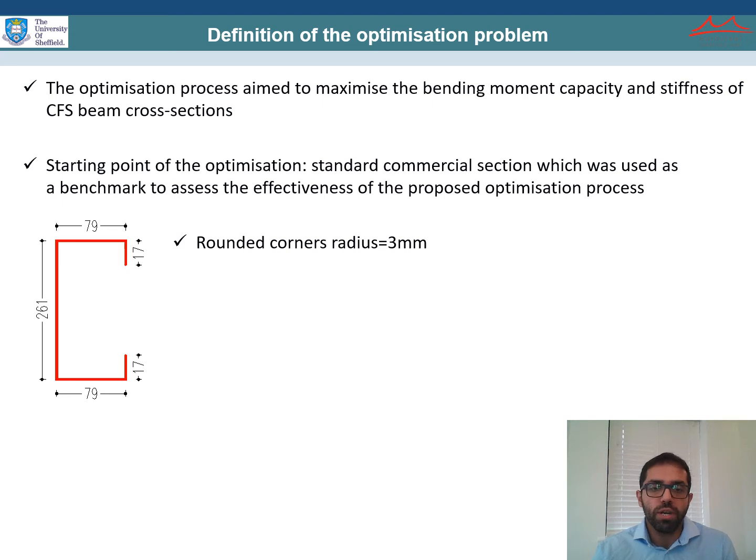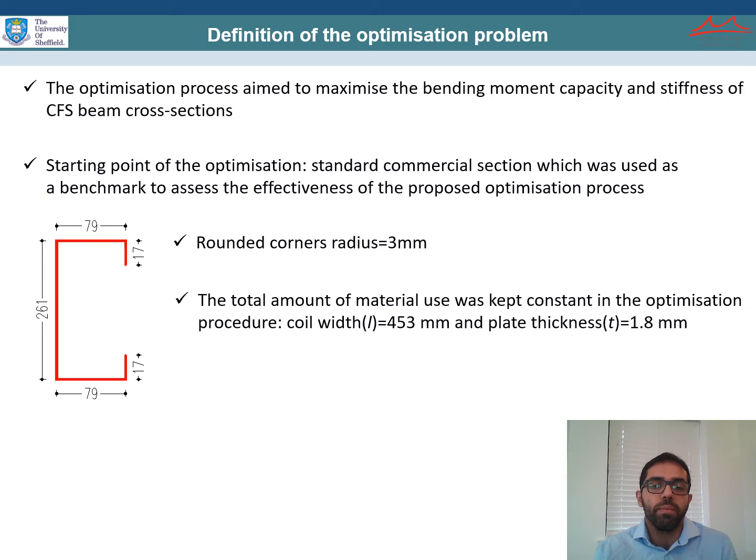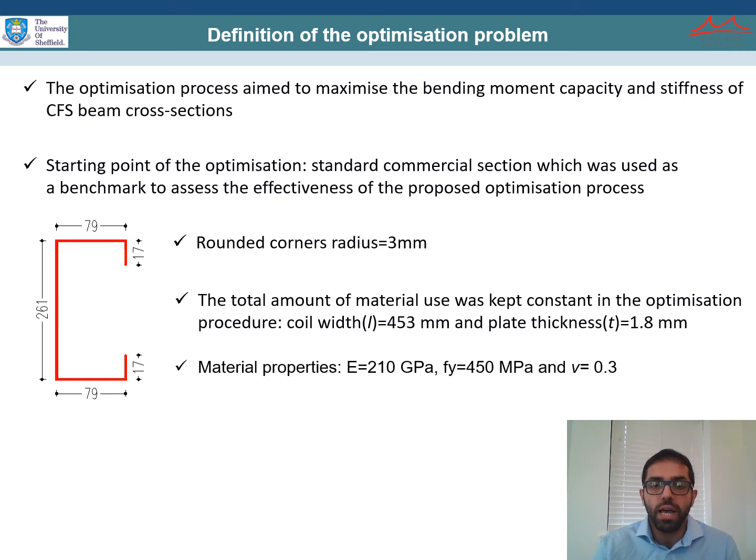During the optimization, we consider that the rounded corner radius is always 3 millimeter. The total amount of material used was kept constant in the optimization process. Coil width of the steel was taken equal to 453 millimeter, and plate thickness was taken equal to 1.8 millimeter. And for the material properties, elastic modulus is taken equal to 210 gigapascal, yield stress equal to 450 megapascal, and Poisson ratio equal to 0.3.